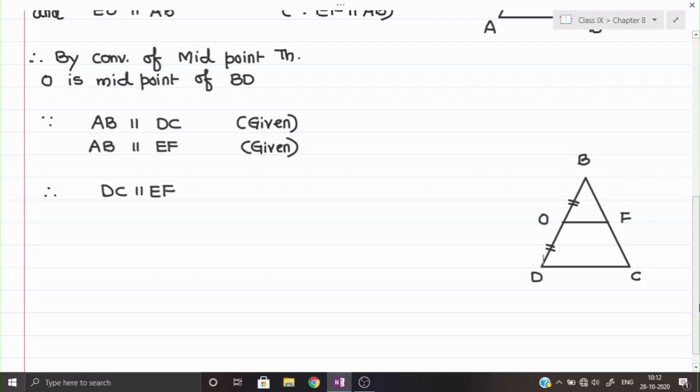So here further we shall take the final solution we are writing here. First we'll write down, now in triangle BCD, O is midpoint of diagonal BD or side BD, that you can write down as proved earlier.